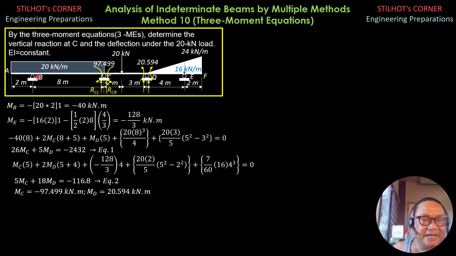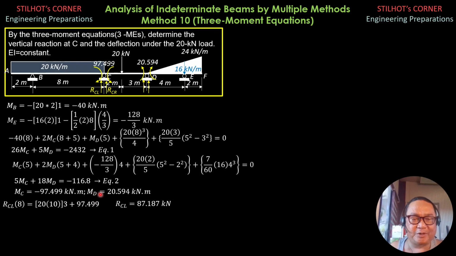Considering A, B, C, we sum up moments about B equals 0. There's an upward reaction here, horizontal is 0. So R sub C left times 8 equals 97.499 plus 20 times 5 times 3. This is 3, 5 minus 2, so 3. Then RC left is equal to 87.187 kilonewtons.